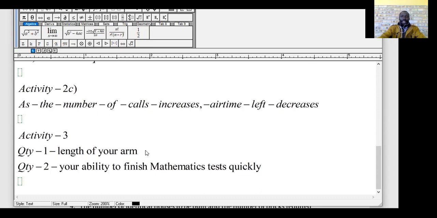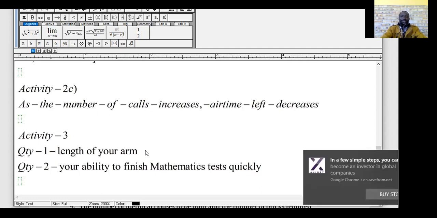Or can the time taken to finish your mathematics test increase or decrease? Those are the quantities we want to talk about: the length of the arm and how fast you do things. The length of your arm cannot change, so this becomes a constant, or simply a constant quantity.